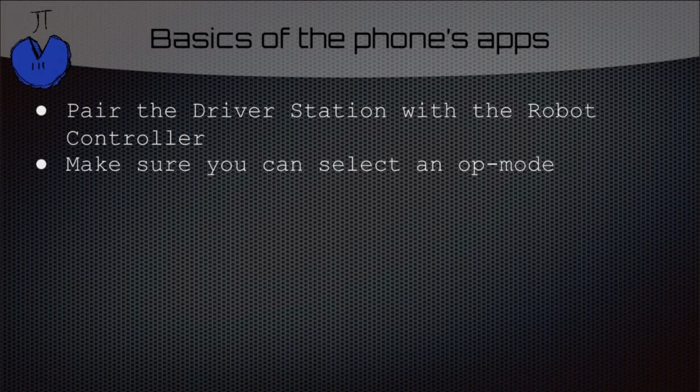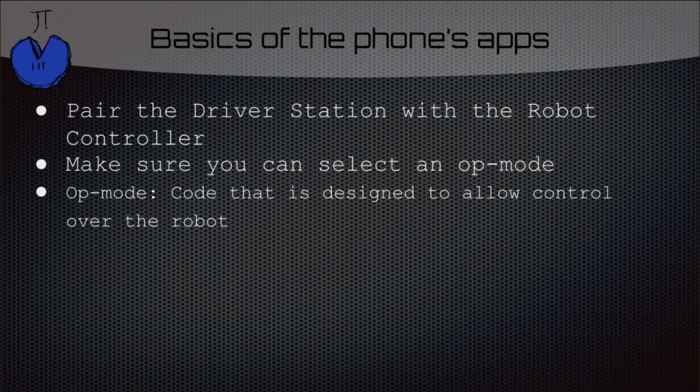Okay, so next we're going to make sure you can select an op mode and know what an op mode is. An op mode is code that is designed to allow control over the robot. So this is the code that you will actually write to give your robot certain behaviors. So if you wanted your robot to pick up a cube or shoot a cube or something like that, this is the code that will make your robot do that.